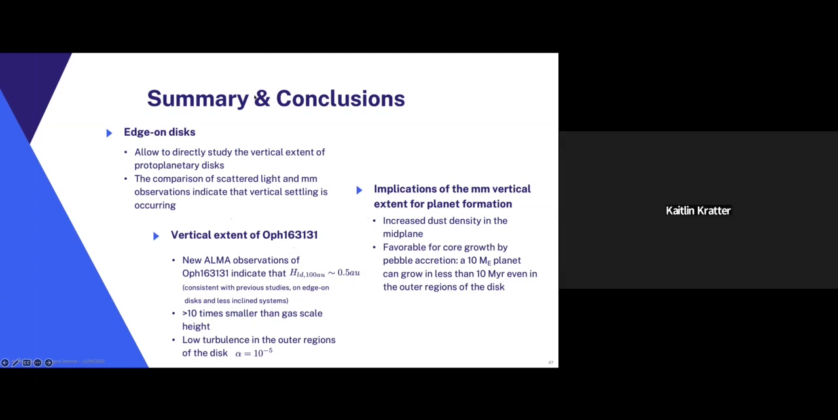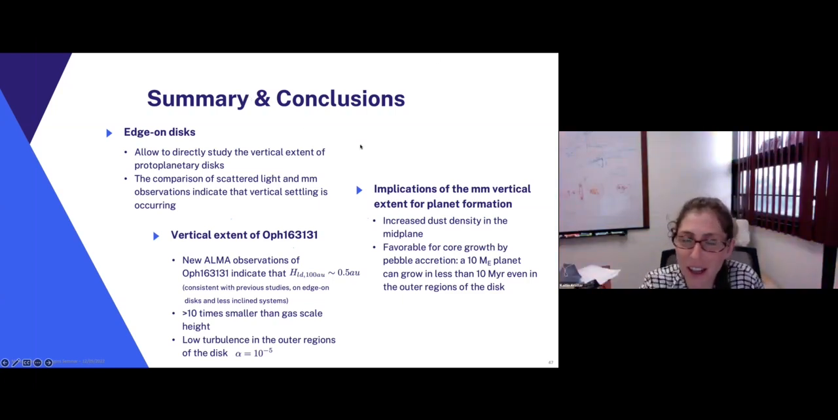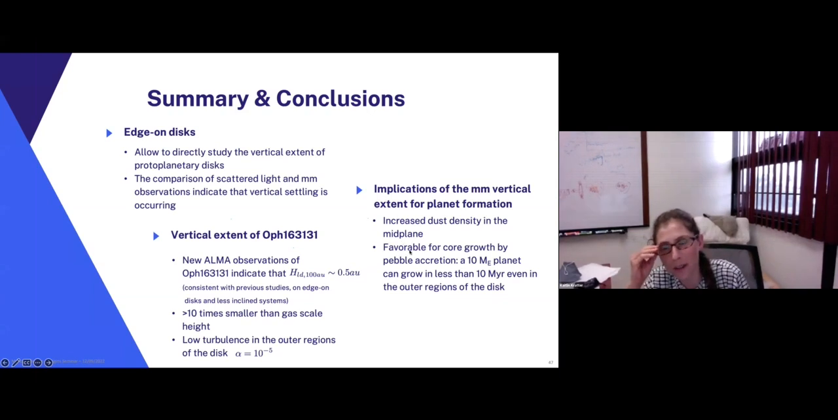Hi, thank you for that very nice talk. I just have a question that maybe is beyond the scope of a simple answer, but I'm just wondering about the observational distinction between differential grain growth and vertical settling. Is that something that you think could ever be constrained?